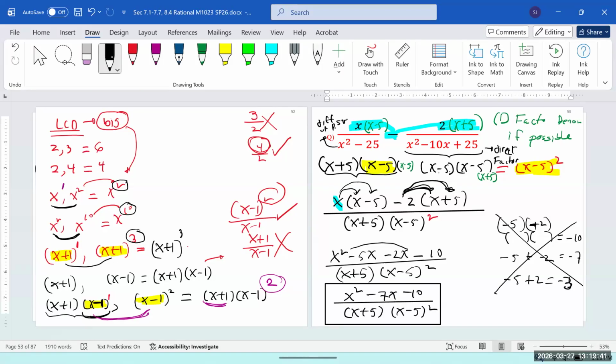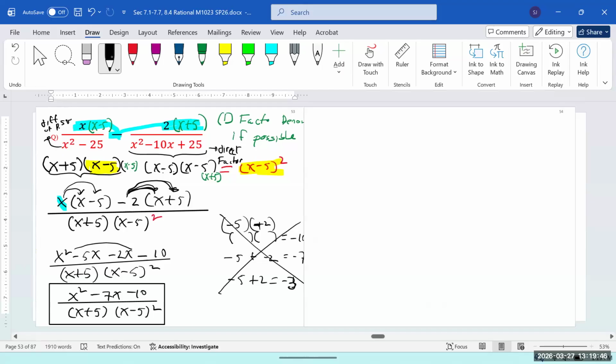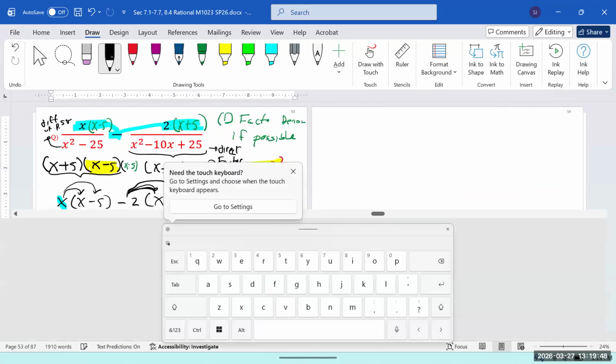Can I flip my page twice? Okay. Let me skip this page.